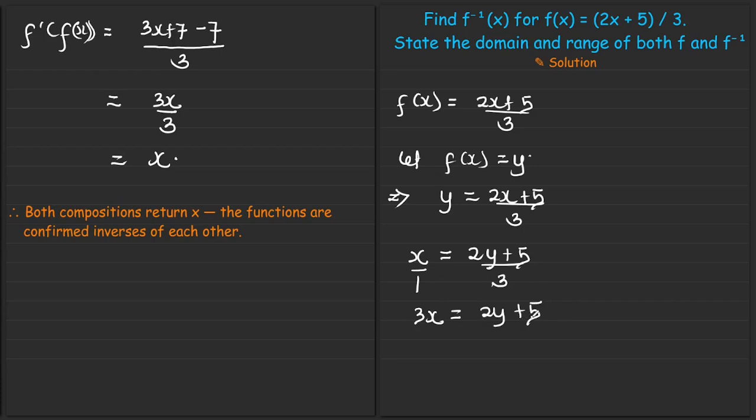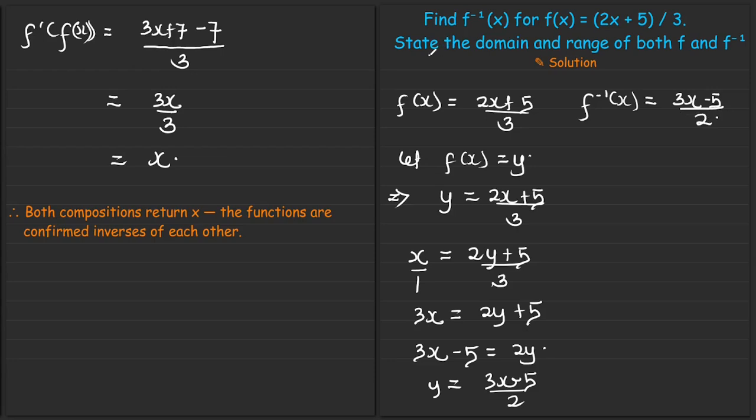Since it is y we want to make the subject, we are going to take 5 to the left hand side, giving us 3x minus 5 equals 2y. Dividing both sides by 2, we are going to get y, which is then equal to 3x minus 5 all over 2. This here is what we call the inverse. So we are going to say f inverse is simply 3x minus 5 all over 2.